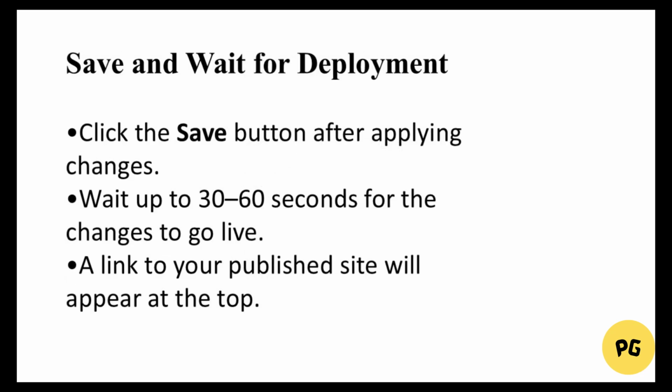After you've made these adjustments, click the save button. It might take up to 30 to 60 seconds for the changes to apply, so give it a moment. Once GitHub processes the deployment, a link to your live site will appear at the top of the pages section. Click that link to preview your website, and that's it. Your GitHub page should now load correctly without showing the 404 error.